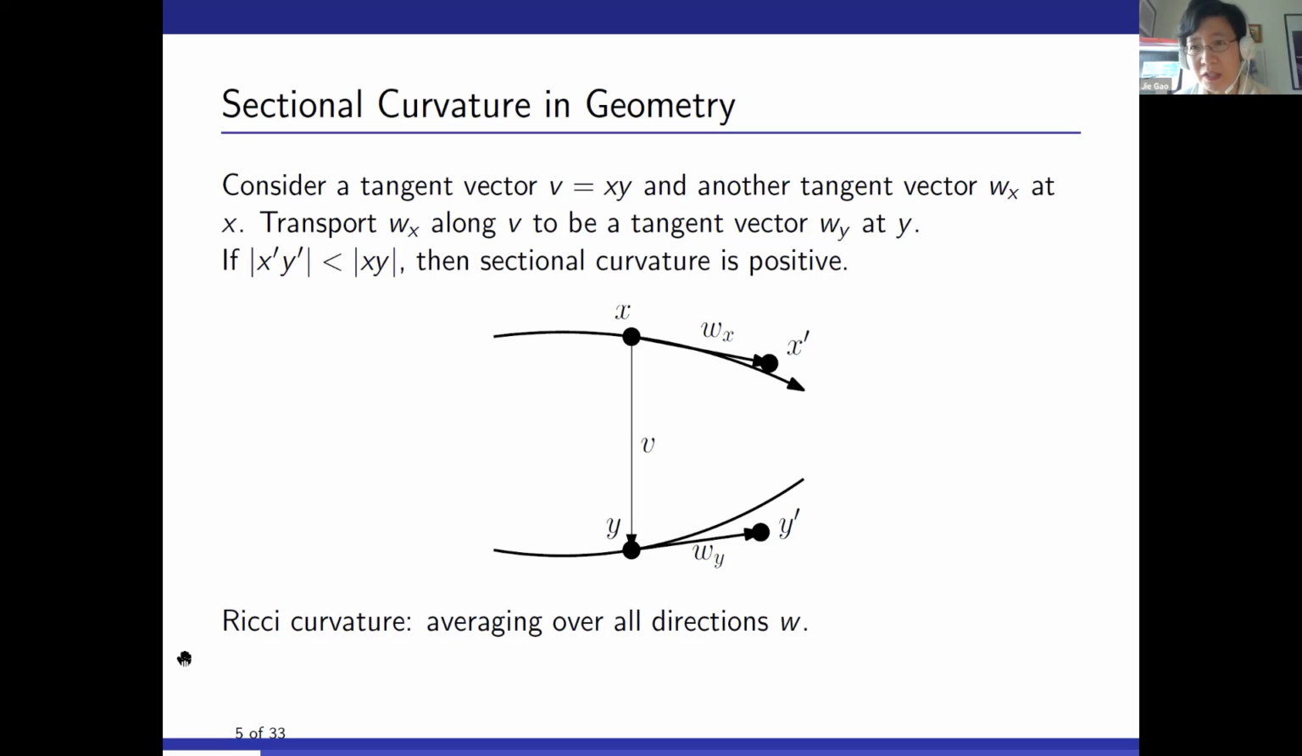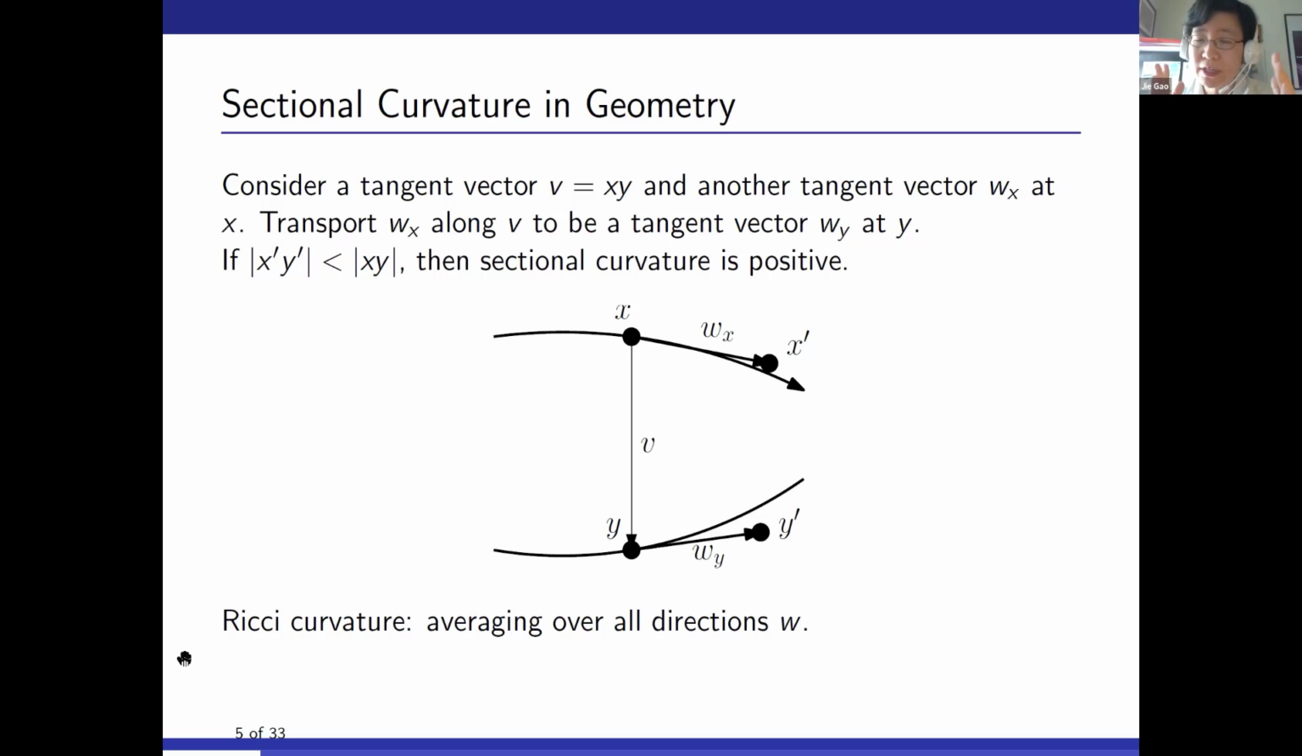So let's consider a tangent vector, V, that connects points X and Y on the surface. And let's consider another tangent vector, WX, located at X. And we're going to move this tangent vector along the earlier vector V from X to Y. So we have another tangent vector defined on Y. And now the sectional curvature basically says, let's look at these two tangent vectors WX and WY, and we ask whether these two vectors are parallel, or they converge, or they diverge.